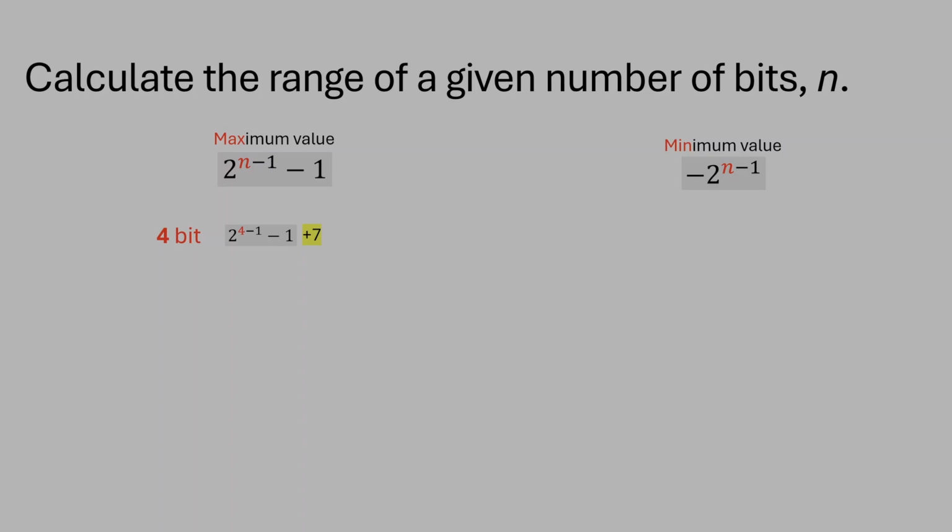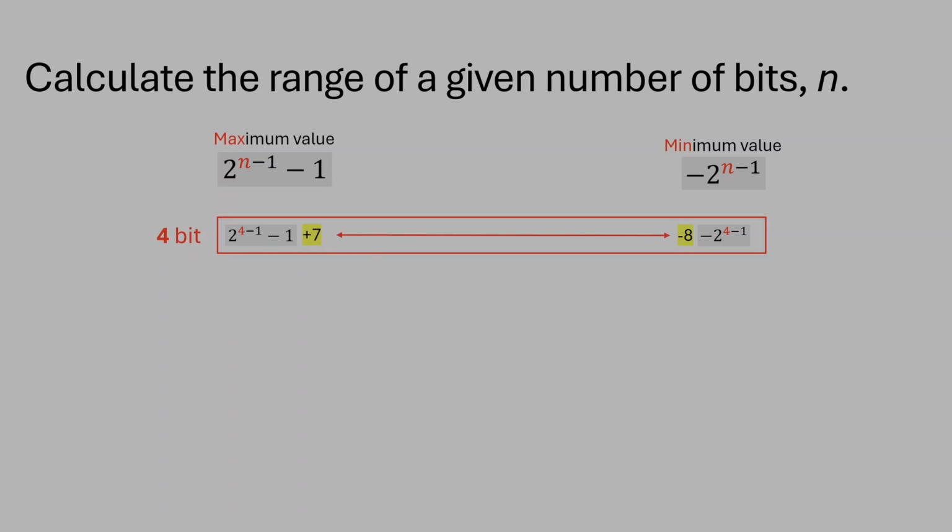To get the minimum value, we substitute in the number of bits into n, and this is negative 2 to the power 4 minus 1. So again, it's 2 to the power 3, but we're going the other way. So negative 2 times negative 2 times negative 2 gives us negative 8. So the range in 4 bits is from plus 7 to negative 8. Now as we go forward, you'll start to see a pattern emerging.